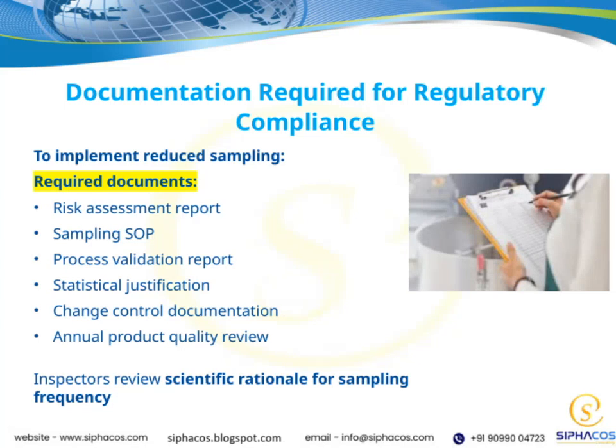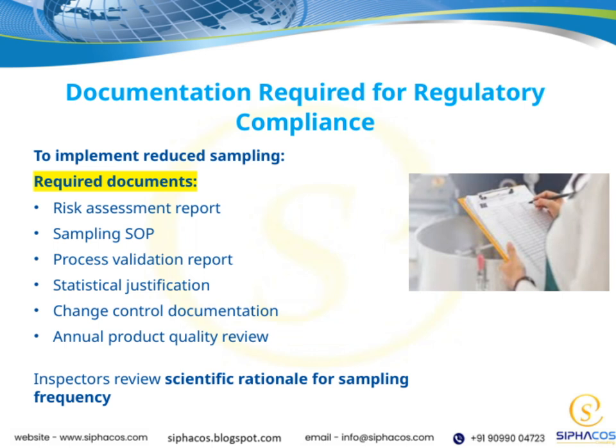When implementing reduced sampling, there are several key documents we need to have in place to ensure regulatory compliance. First, a comprehensive risk assessment report is essential because it helps us justify why reduced sampling is appropriate for our specific process. Next, the sampling SOP, or Standard Operating Procedure, provides detailed instructions on how sampling should be conducted under these new parameters. We also need a process validation report, which demonstrates that our process consistently produces quality products even with fewer samples. Statistical justification is another critical element.